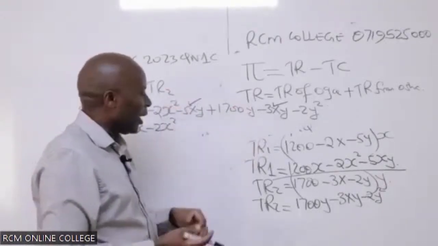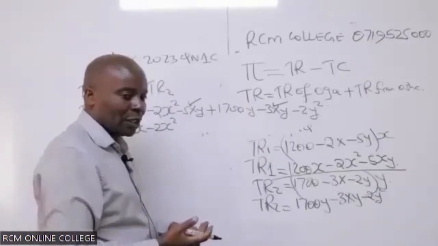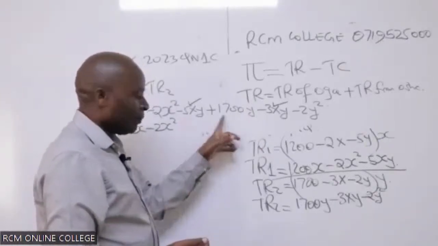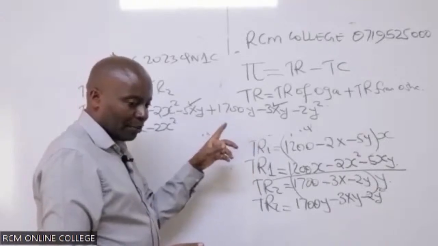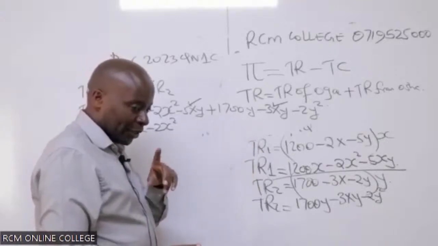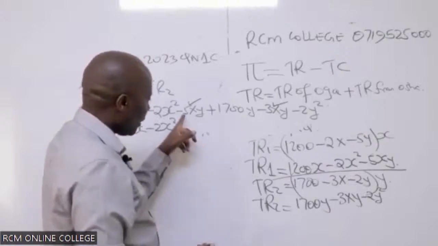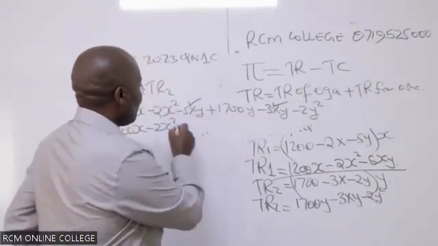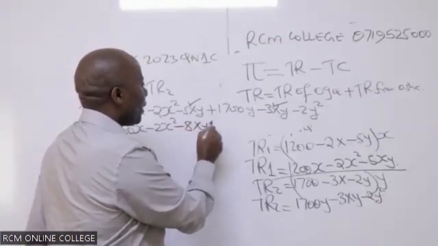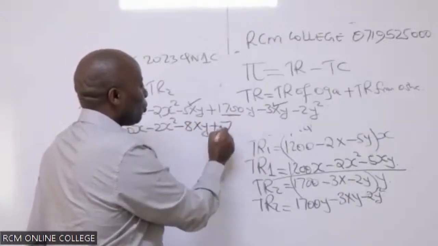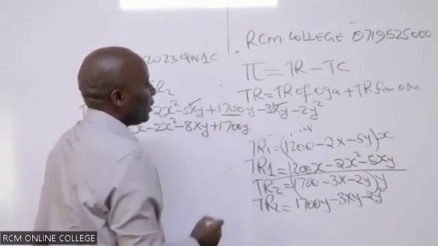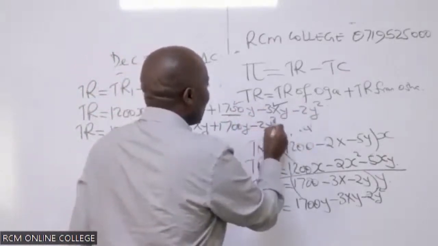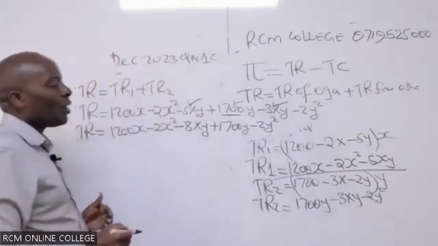What are we able to get there? Minus 5 minus 3 gives me what here, somebody? Somebody talk to me. Minus 8, isn't it? Not minus 2, minus 8. Because it is minus, you pick this with a negative. Minus 5 minus 3. So this gives me minus 8xy. This doesn't have a partner. So plus 1700y. So I'm through with this. And then now we have minus 2y squared. Great. This is total revenue.